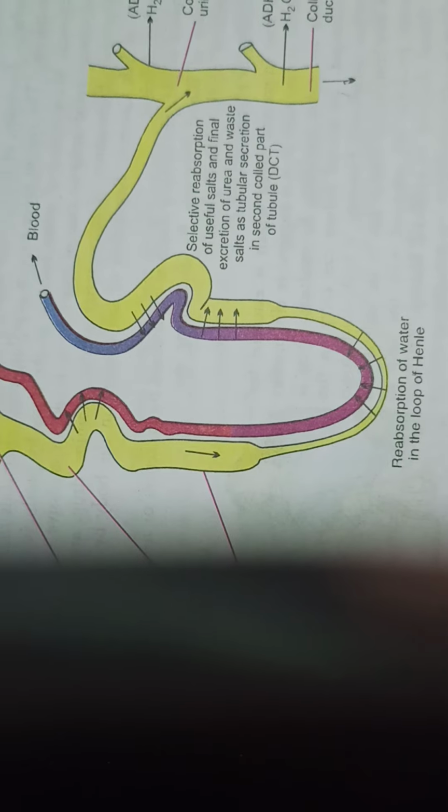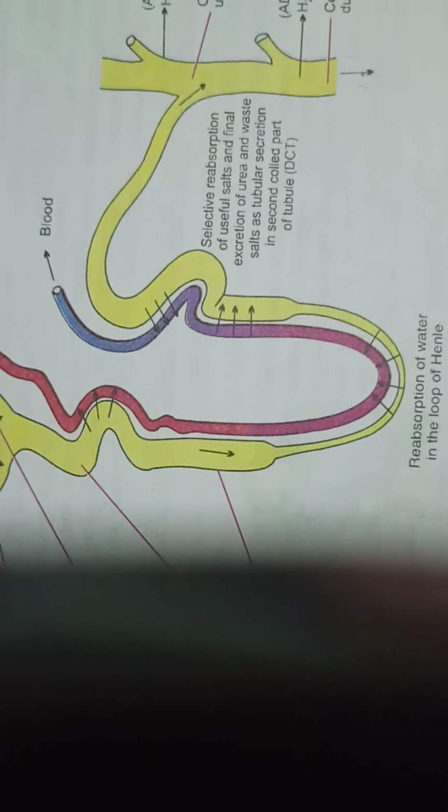Now the nephron carries this urine into the collecting duct of the kidney, from where it is carried to the ureter, and from the ureter it passes to the urinary bladder. The urine is stored in the bladder for some time, and then ultimately passes out of the body through the urethra. So this is all about your excretory system.